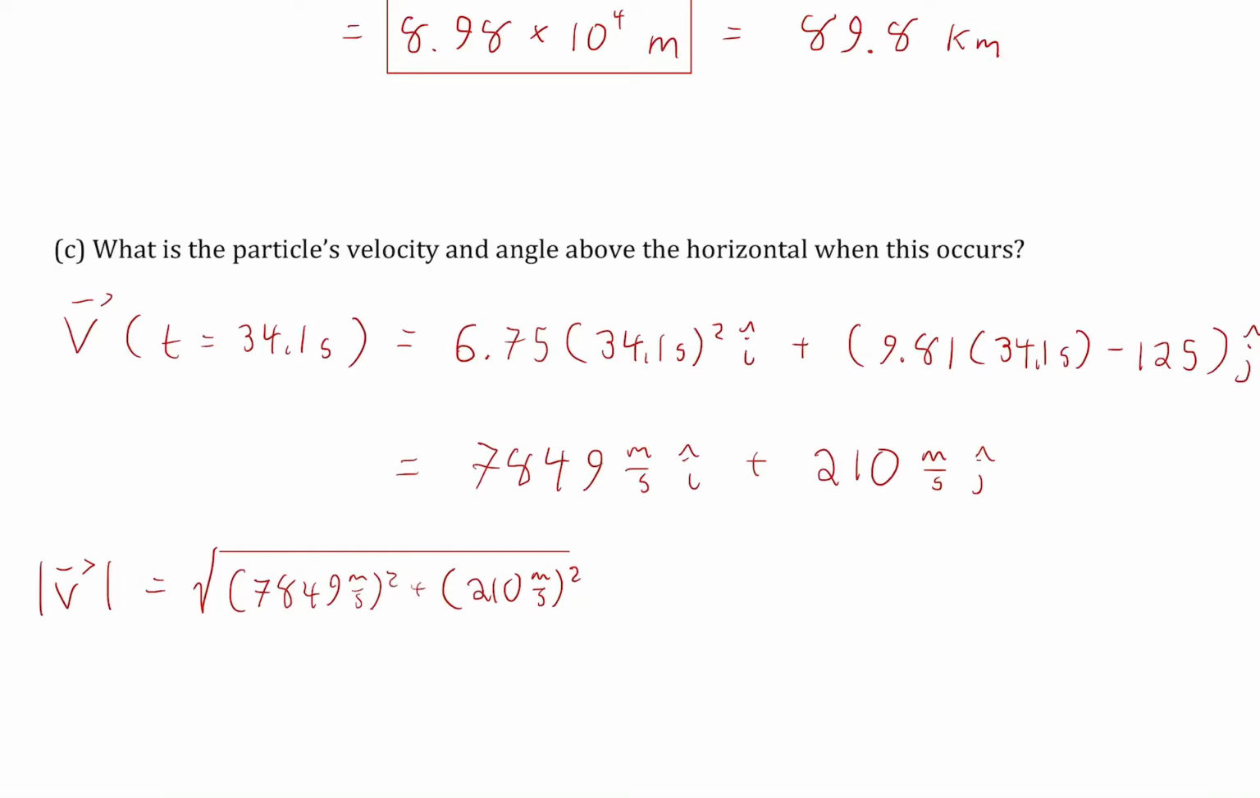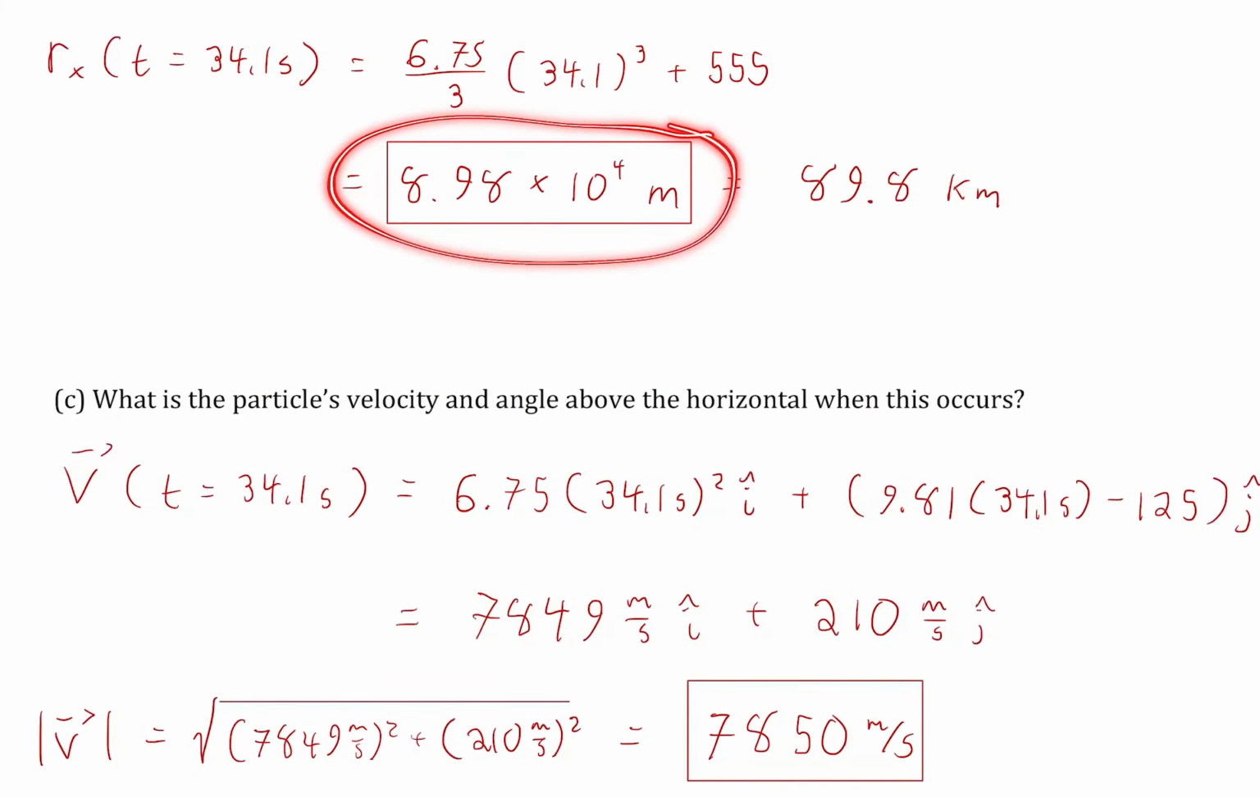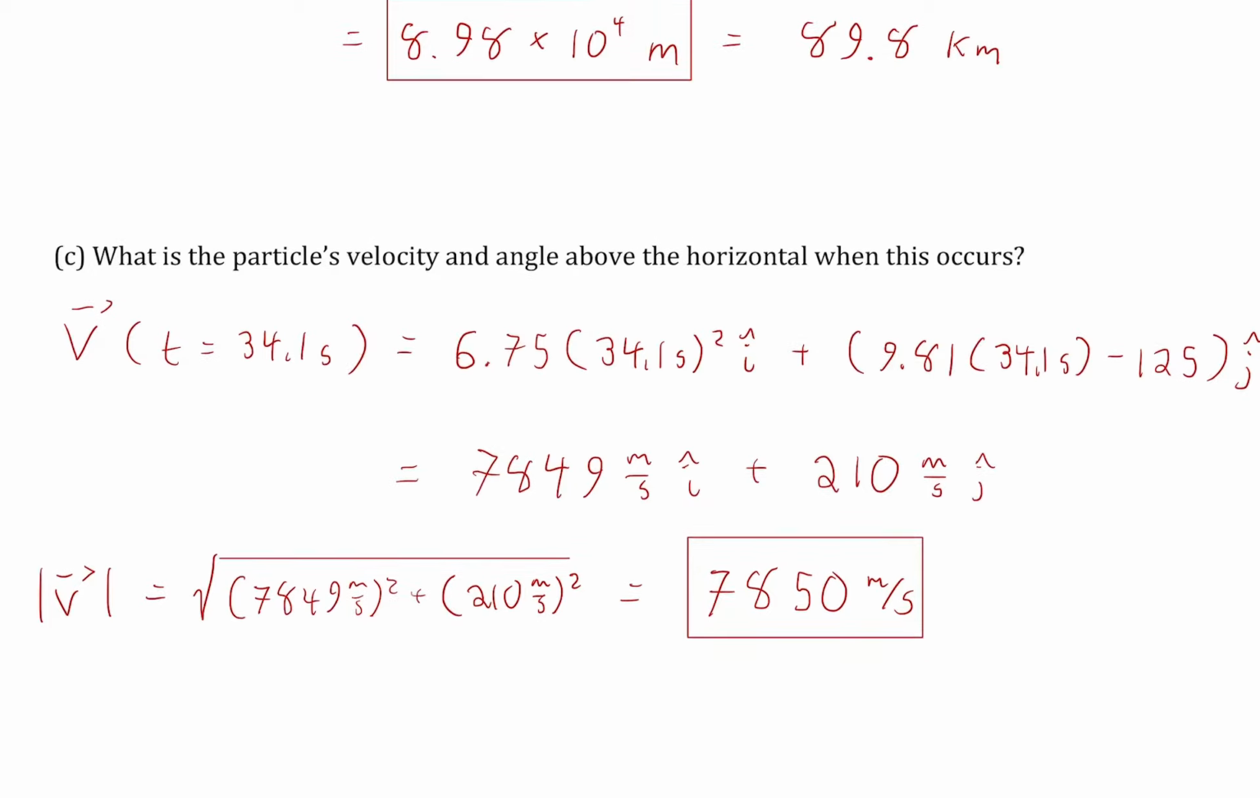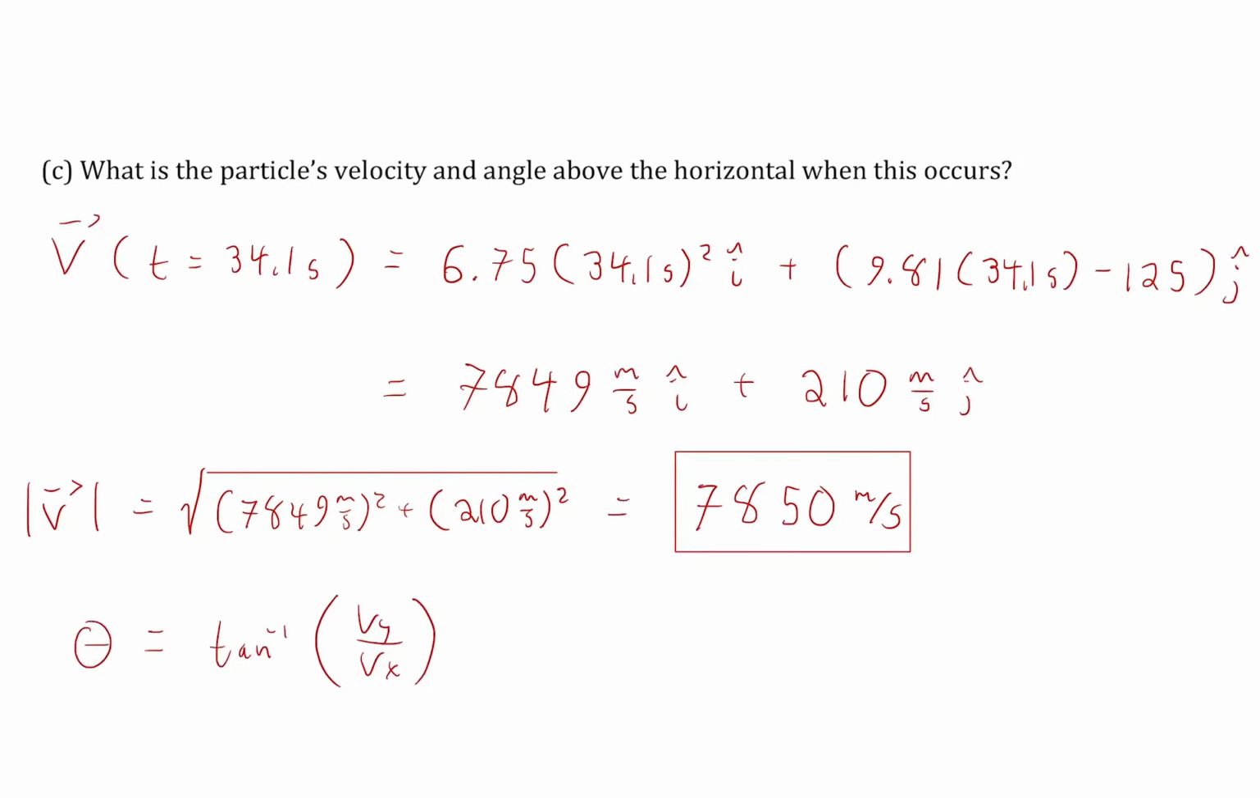So it says what is the particle's velocity and angle. I could have said what is the particle's magnitude of velocity and angle, but because of the way it's asked, velocity and angle, that makes me think magnitude and angle. All right. So the magnitude is 7,850, and that is again because the j hat component is so much smaller than the i hat component that these are almost the same, right? So in other words, the velocity is almost entirely in the x direction, which shouldn't be a surprise because it sure went a lot further in x than y, which means it's moving a lot faster in the x direction than the y direction.